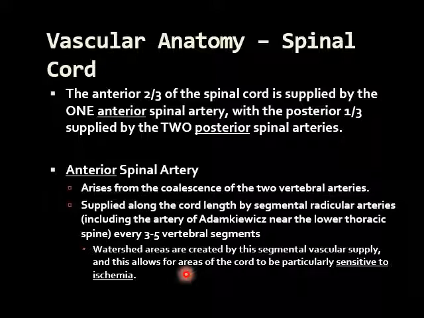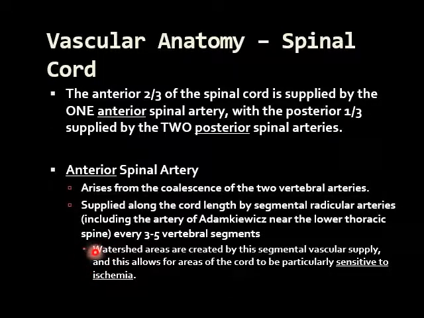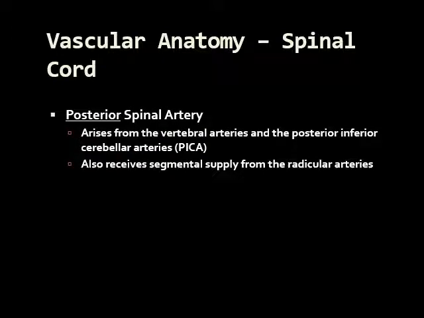We have watershed areas created between the anterior spinal artery and the posterior spinal arteries. The two posterior spinal arteries, similar to the anterior spinal artery, arise from the vertebral arteries high in the skull or the PICA, and descend in two grooves at the posterior surface of the spinal cord. As you see, there are watershed areas between the anterior and posterior circulation. Also, the posterior spinal artery receives a segmental supply from the radicular arteries.